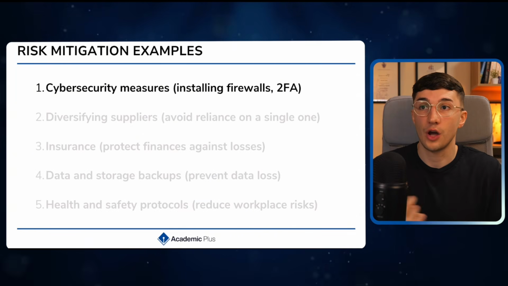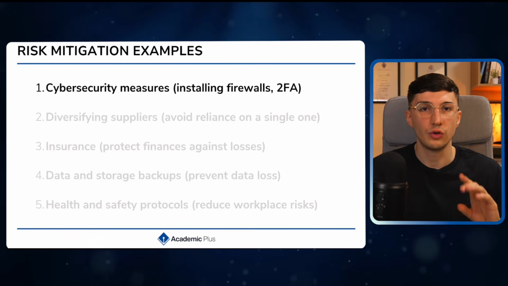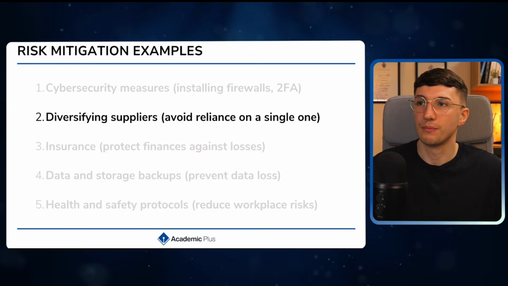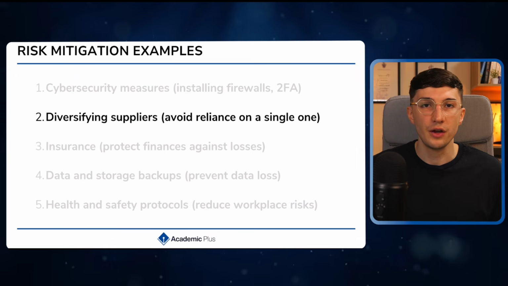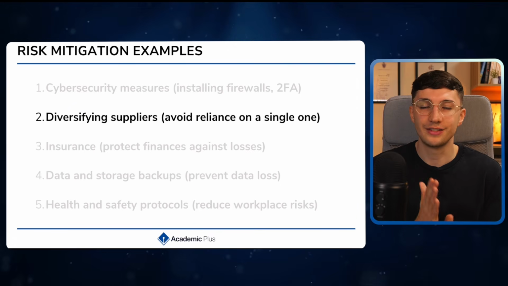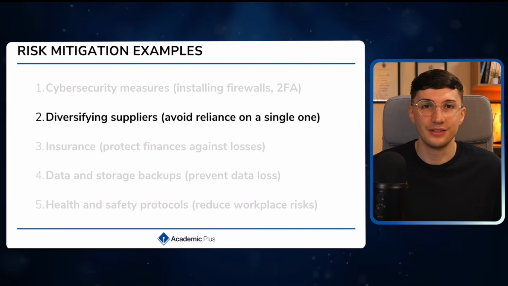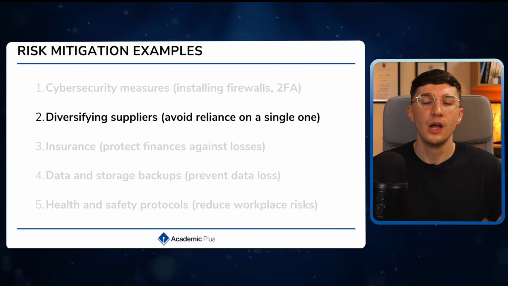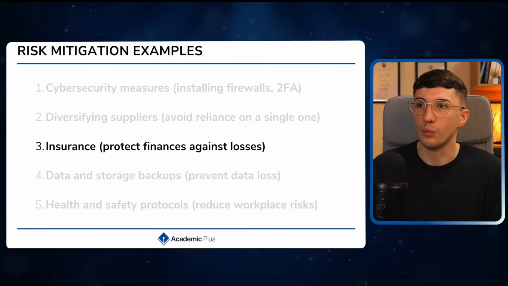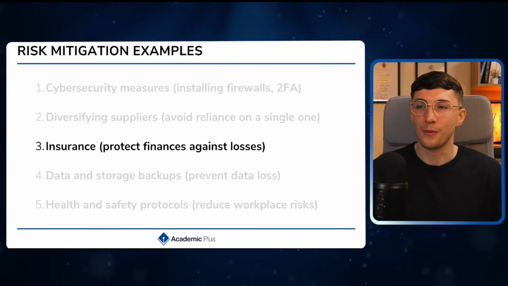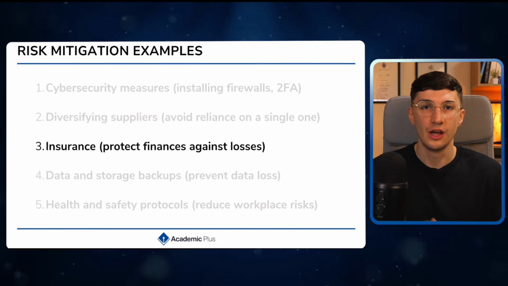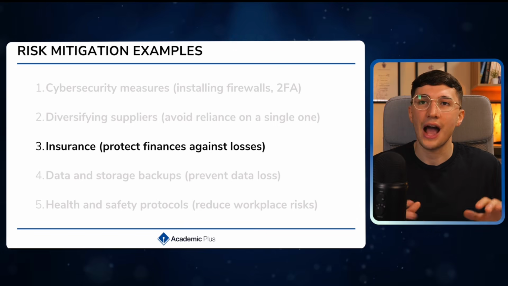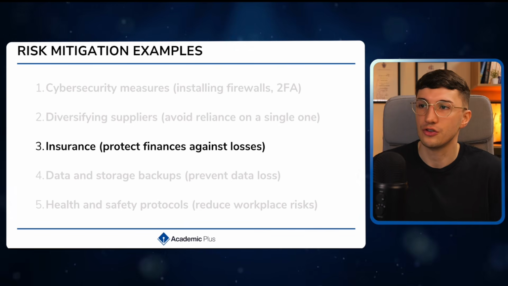First of all, we can implement cybersecurity, so installing firewalls, two-factor authorization. This just helps reduce the risk of a cybersecurity attack. We could also look at diversifying our suppliers, because if we were just to rely on a singular supplier and they were to go out of business, then that could really negatively impact me because where am I going to get my supplies from? So maybe having a couple of suppliers that we are working with. Of course, insurance as well to protect you from any financial losses. So for example, that's why we have car insurance, because if there ever was an accident, at least we will have some form of financial protection.